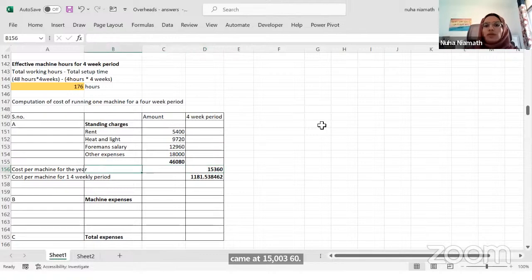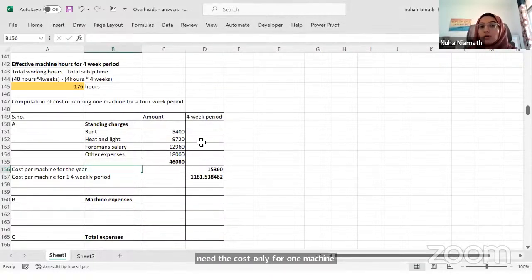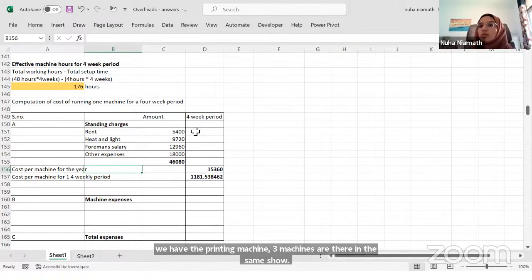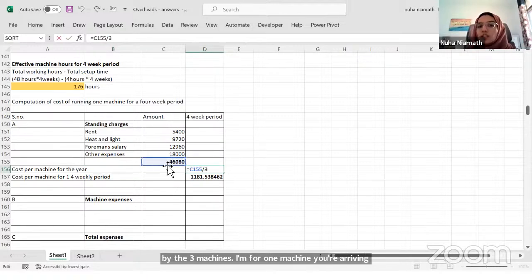No. Okay. What we have to see is, when you go back to the question, it says that the machine shop contains 3 machines. But we don't need the cost for all the 3 machines. We need the cost only for one machine. And this total cost belongs to the whole machine shop, which contains all the 3 machines. So let's say we are producing a Coca-Cola bottle. We have the production, the packaging, and the printing machine. 3 machines are there in the same shop. But we don't want to calculate for all the 3 machines. We want to calculate only for the printing machine. So instead of taking the entire cost, we are dividing it by the 3 machines. And for one machine, we are arriving at 15,360, which is 46,080 divided by 3. Is it clear now? Is this much clear?